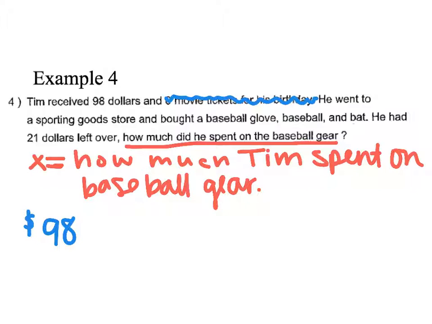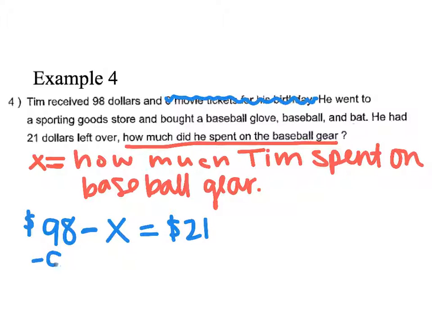He went to a sporting goods store and bought a baseball glove, a baseball, and a bat, and he had $21 left over. Okay, so he went to the store and he bought stuff. So that's actually subtracting. How much he spent is subtracting. If he went out and worked and got more money, we'd be adding that into his $98. But he went out and spent it, so we're subtracting that from his $98. And he has $21 left. Okay, so this is a one-step equation. It's really going to be solved in 2 steps.